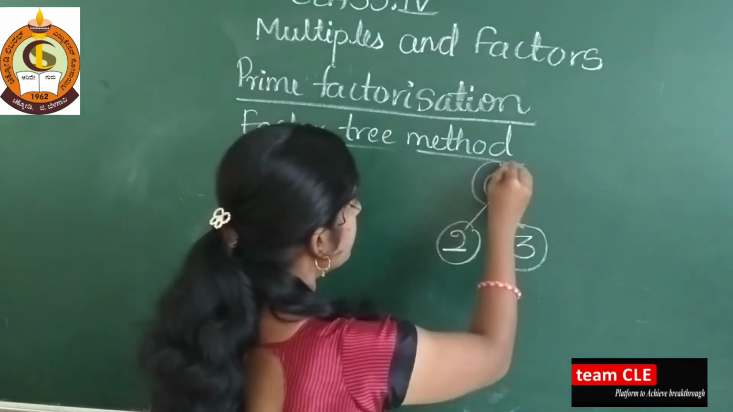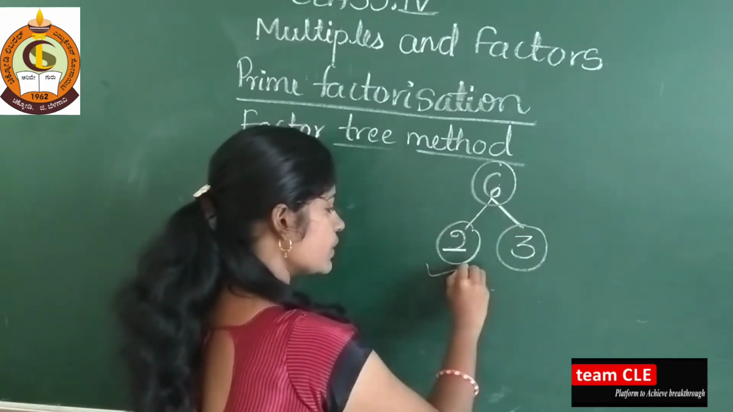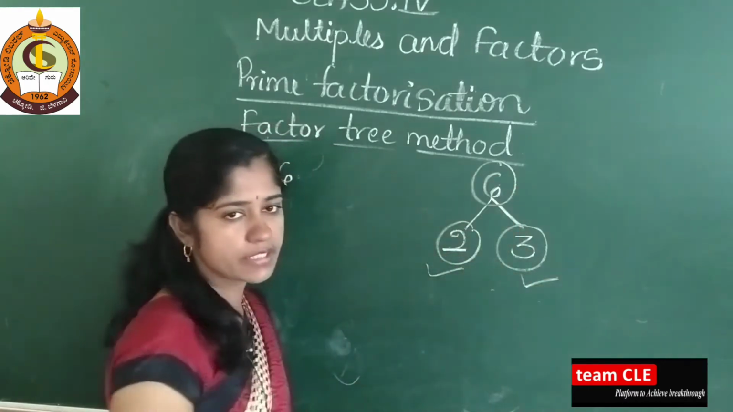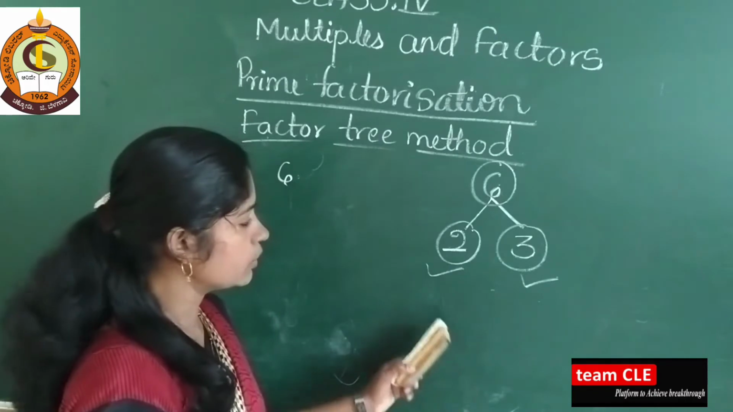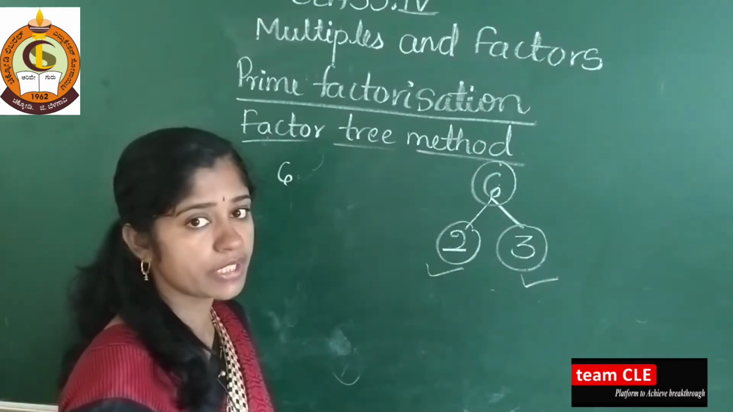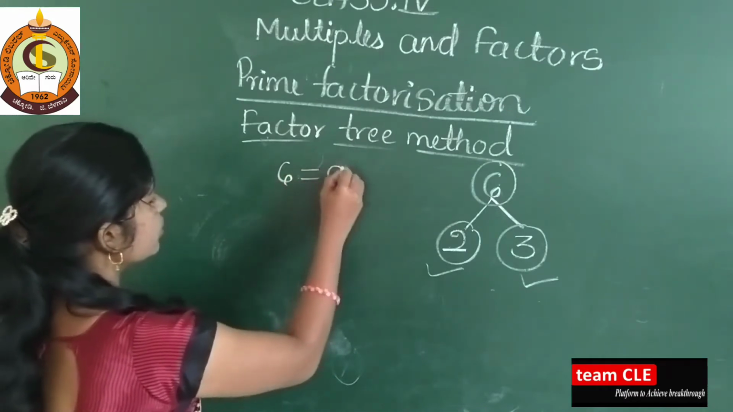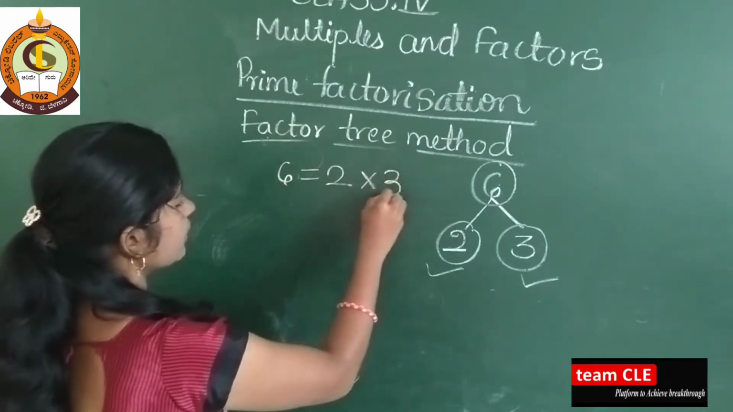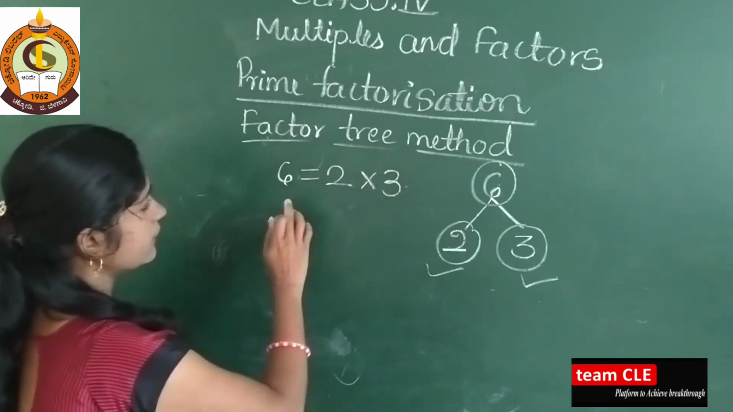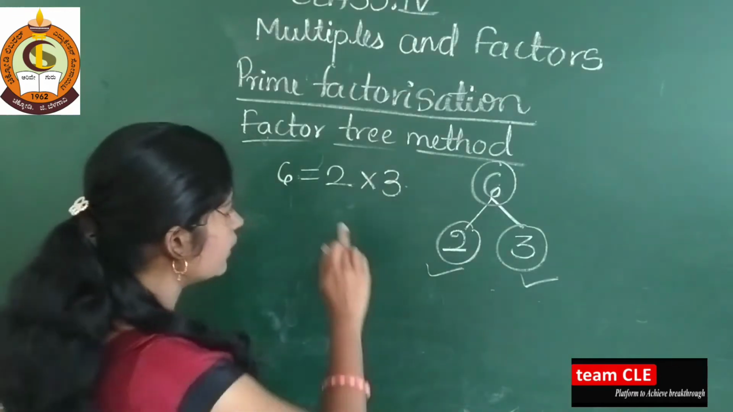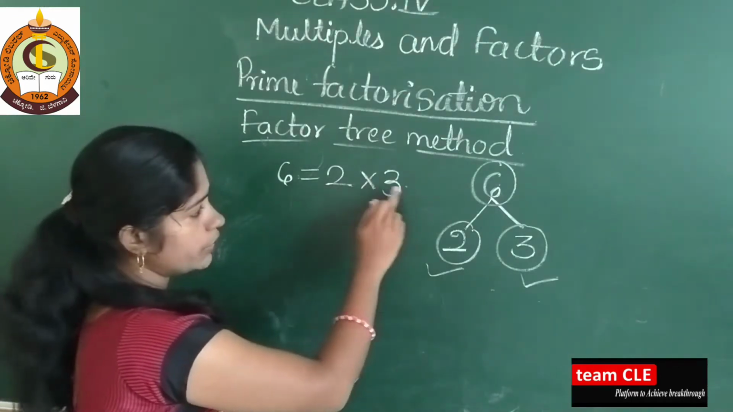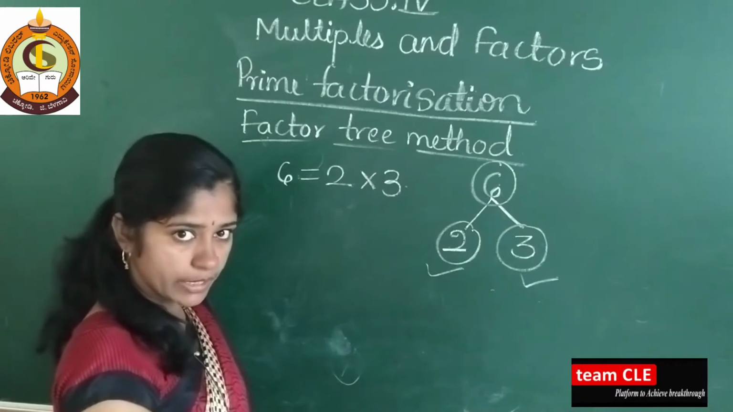2 is a prime number and 3 is also a prime number. Then write here 2 into 3. The prime factors of 6 are 2 and 3. 2 into 3 you have to write. Are you getting my point?